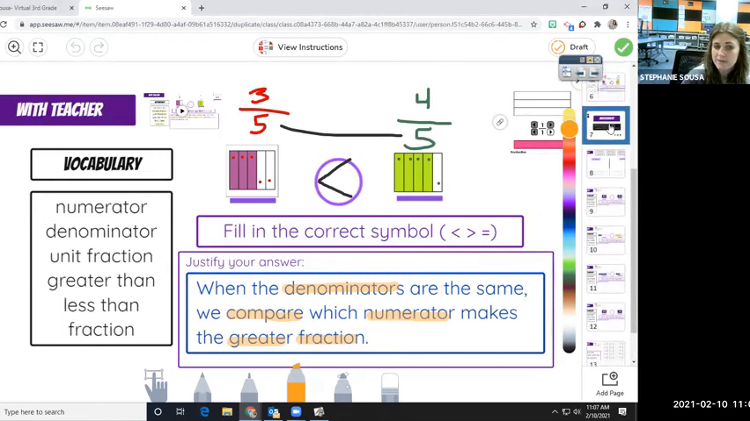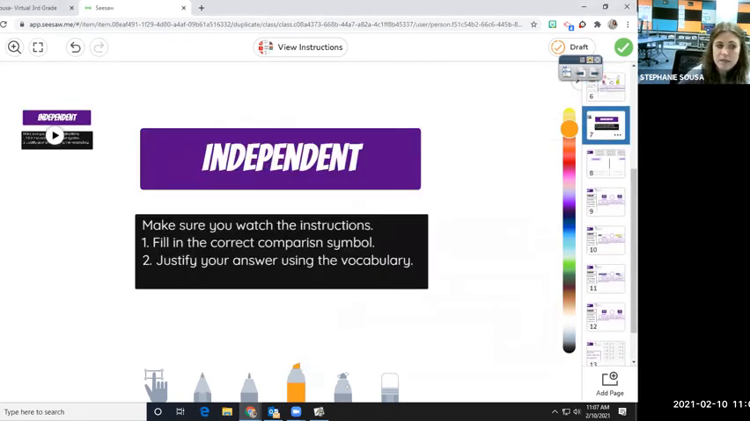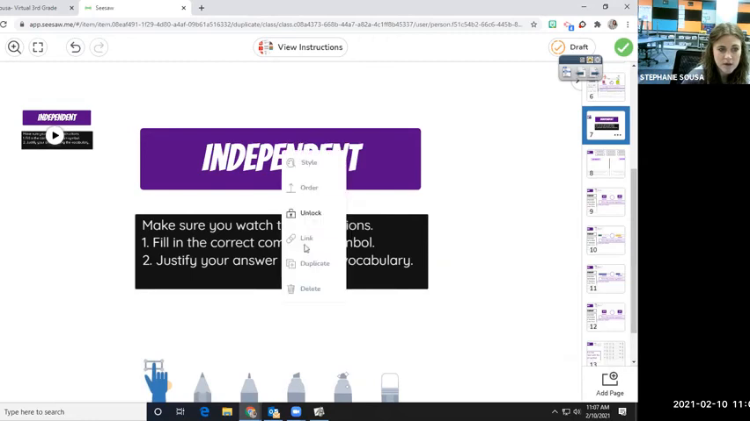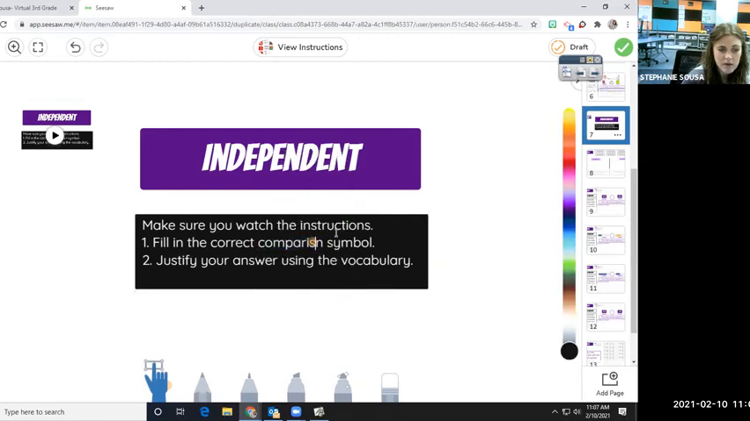Go to slide 7. Slide 7 says, make sure you watch the instructions. Fill in the correct comparison and symbol. Oop, comparison is spelled wrong. Take a look at that mistake. I'm going to fix it. There we go. Comparison symbol. Justify your answer using the vocabulary.